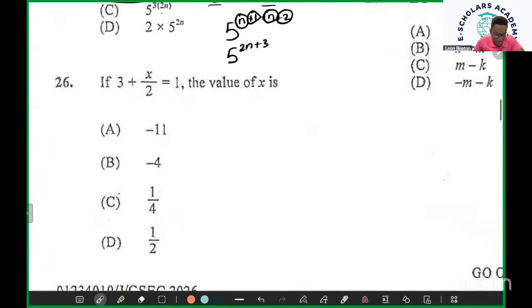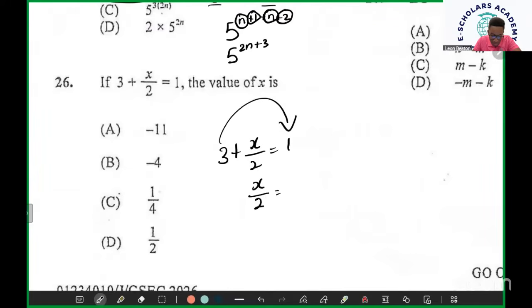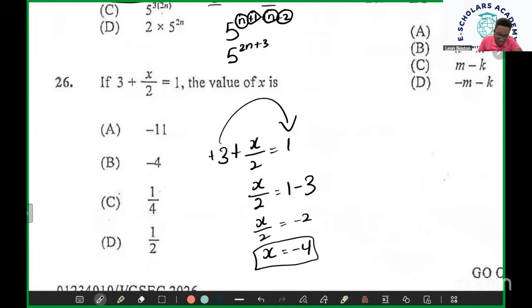So 26, if 3 plus x over 2 is equal to 1. They want to know what x is. And this question here, you can do some trial and substitution if you're not good at algebra. All right, do some substitution, but let's work through it. So we take over this 3, it is adding to the 1, so when we take it over, we subtract. So x over 2 is equal to 1 subtract 3. So this is equal to negative 2. This 2 is dividing, so when we take it over, we multiply. So x is equal to negative 2 times 2, which is negative 4. So x is equal to negative 4, which is b.